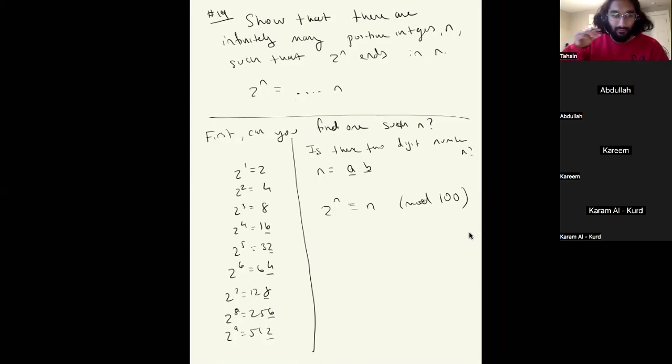So any ideas what to do? Or maybe even just observations. Like if there was such an n, maybe what property would it have? It has to be even. Right, so it has to be even because it's a power of 2 mod 100. So n is not 0, therefore 2 to the n is even, therefore n is even.